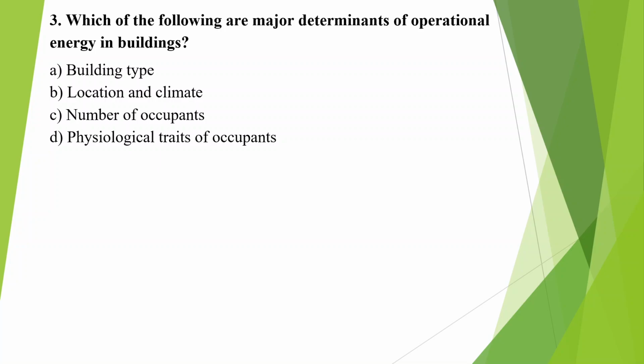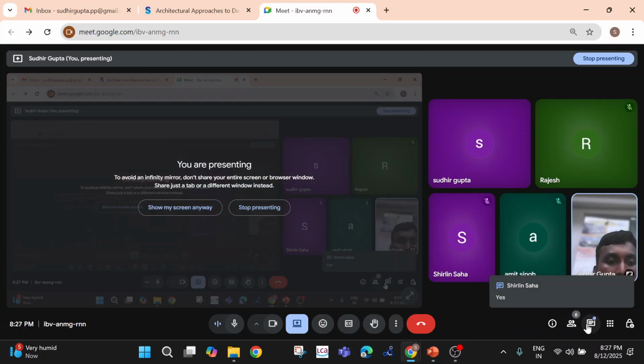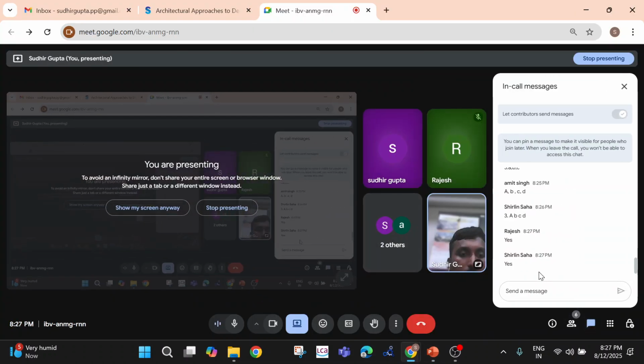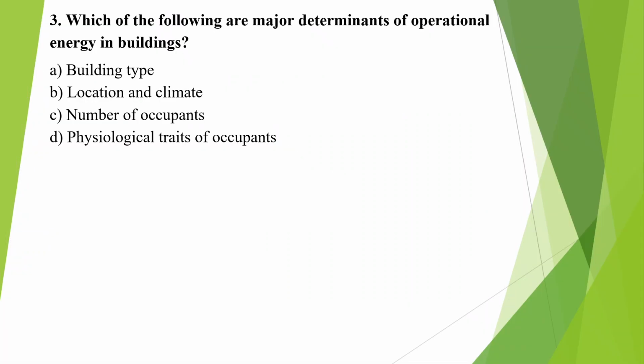So if you have understood the concept and all the points, can we move to the next question? D is also the correct answer. Are you okay? As I can see now, Rajesh is able to accept that D is also the correct answer. So without much delay, let's move to the next question.